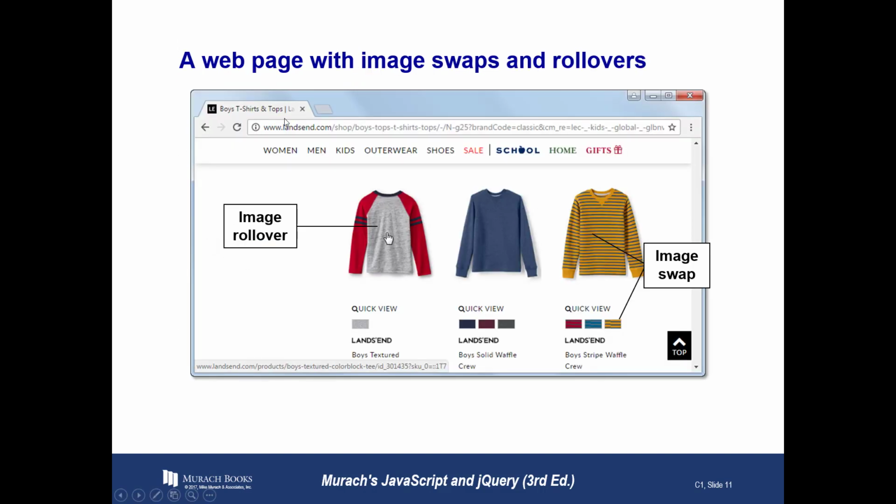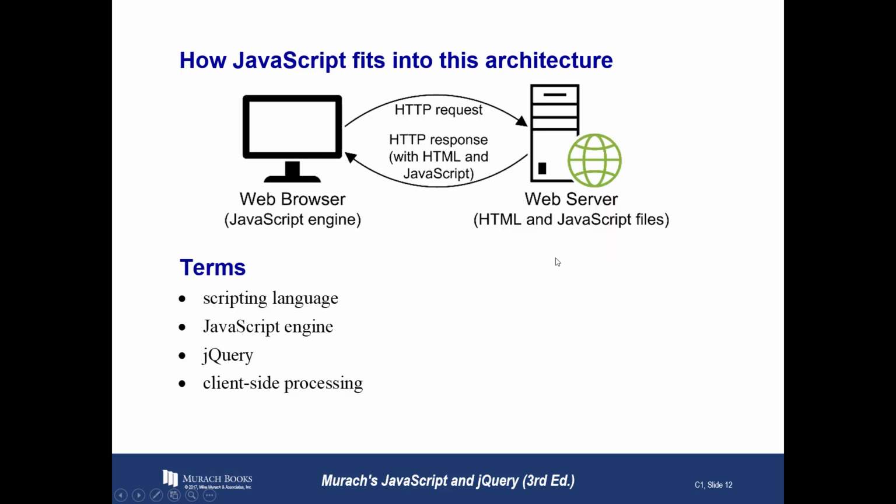Here's a web page with image swaps and rollovers. You probably have seen these. This is Lands' End, so when you highlight here, it shows there. If you highlight it here, this would become the blue one, etc. So how does JavaScript fit into this? JavaScript is one of the things that can be returned along with HTML. JavaScript is a scripting language. It is a full-fledged programming language, but it's basically a scripting language.